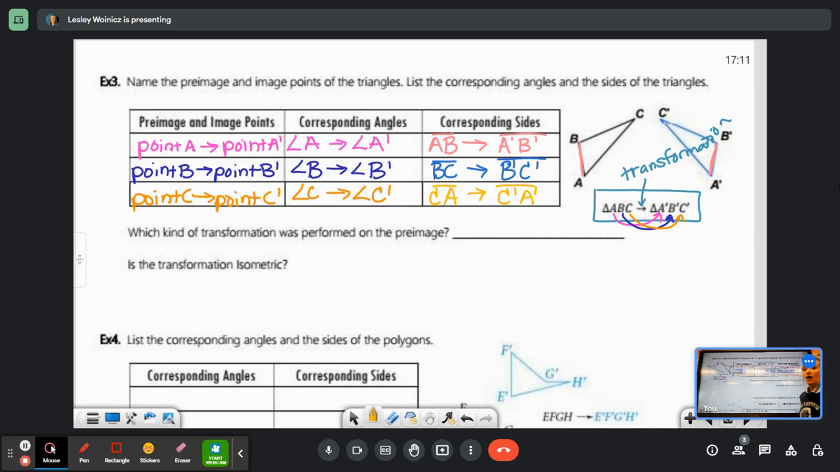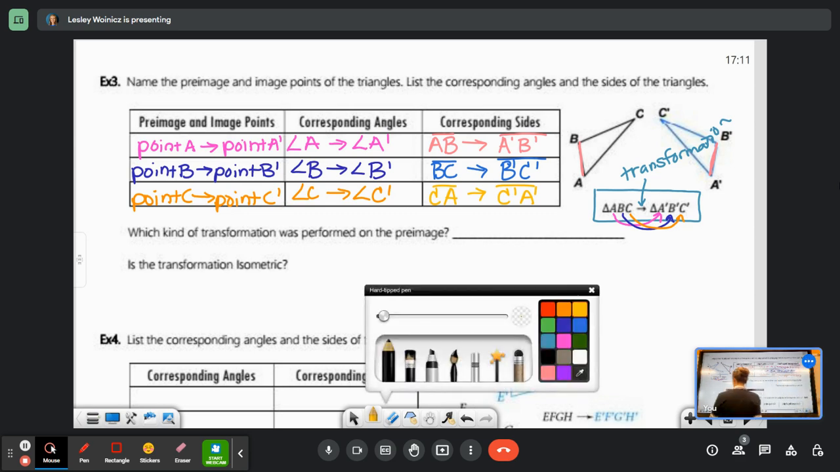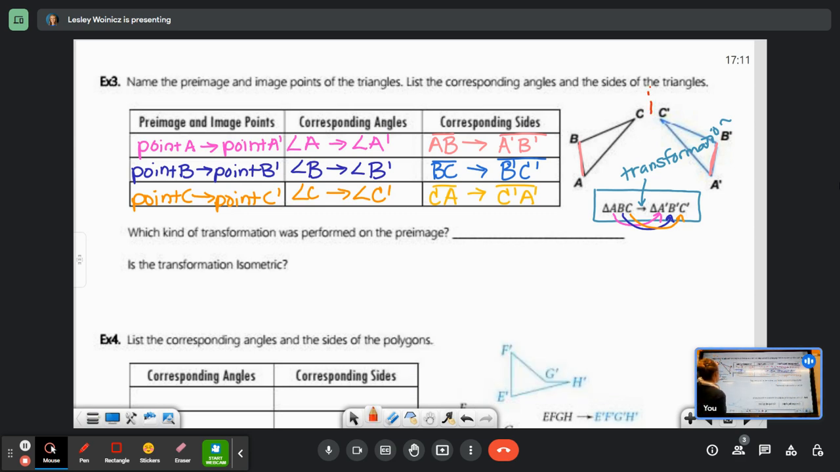Okay, so what kind of transformation did we get? Well, speaking of reflections, I see an axis of symmetry right here. C got reflected to C prime, B got reflected to B prime, and A got reflected to A prime. So this is definitely a reflection.